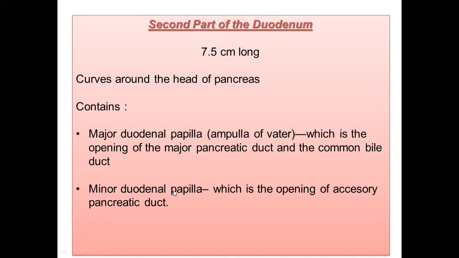Then we have the minor duodenal papilla, which is the opening of the accessory pancreatic duct. So that means the second part of the duodenum is connected to the pancreas through these papillae, the major duodenal papilla as well as the minor duodenal papilla. Or we can call it the ampulla of Vater as well, from where the major pancreatic duct and the common bile duct originate.